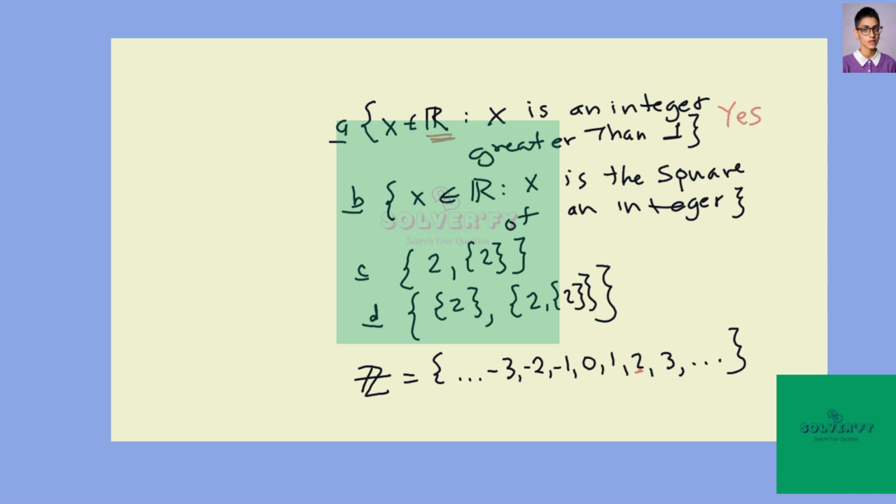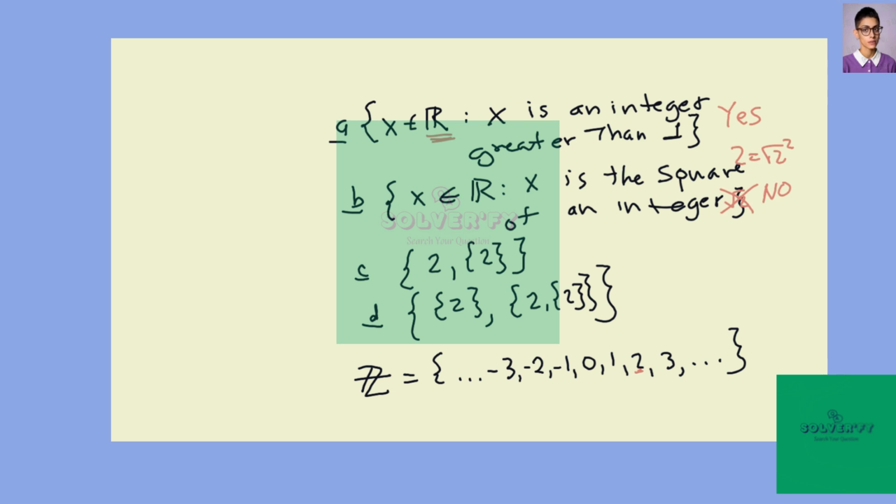B. Is 2 a real number? Yes. Is 2 the square of something? Yes. It is the square of the square root of 2. Is the square root of 2 an integer? No, it is not. 2 is the square of a number that is not an integer, so 2 is not in this one. Remember, integers are positive and negative whole numbers. The square root of 2 is not one of those.